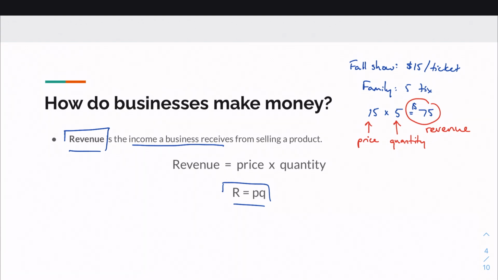It's not a complicated concept. It's just being complicated by the wording of the definition. So revenue, price times quantity. It's how much I sell it for times how many I sell.